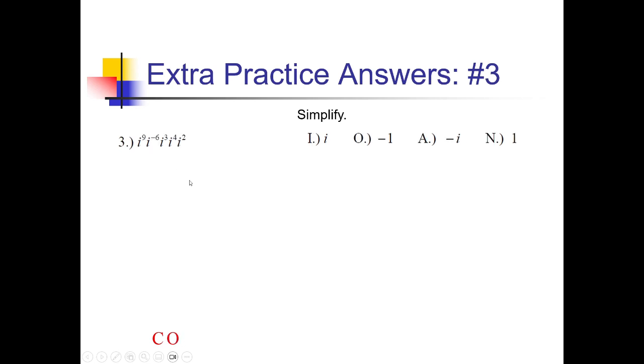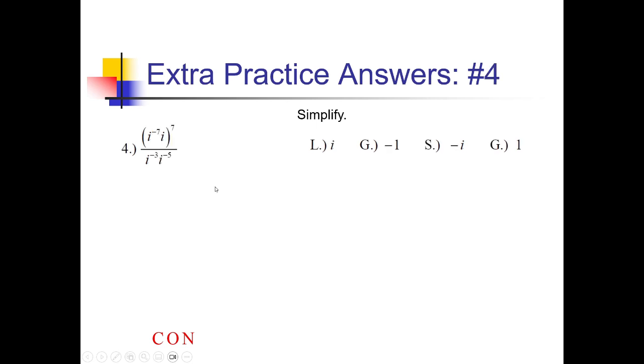For this next problem, I have a bunch of i's multiplied together, so I can just add all these exponents together. So we have 9 plus -6 is going to be 3, 3 plus 3 is 6, 6 plus 4 is 10, and 10 plus 2 is 12. So this is altogether going to be i to the 12th. Using my remainder trick, dividing this by 4, the remainder is going to be 0, and i to the 0 is just 1. So that's an N to go with our list of letters there.